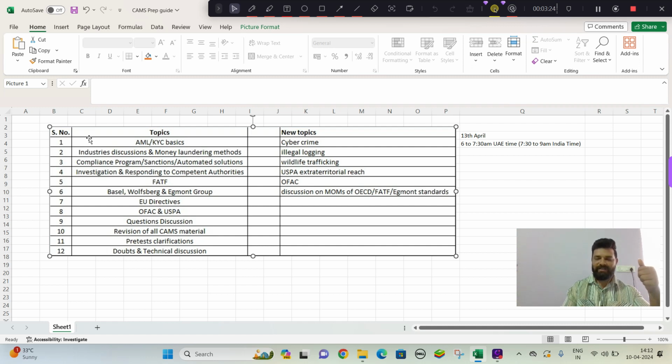For example, FATF: what do they do, what are the main objectives of FATF, what are FSRBs, and what is Egmont all about? What is the Basel Committee all about, what is the Wolfsberg Group, and what important principles have they given, and why is it so important to discuss a private committee? What are the USA PATRIOT Act rules and regulations, what is the history of the USA PATRIOT Act, what is OFAC, and what is extraterritorial reach? This is a new topic which has recently been added in the ACAMS material. We're going to try to understand all of these things.